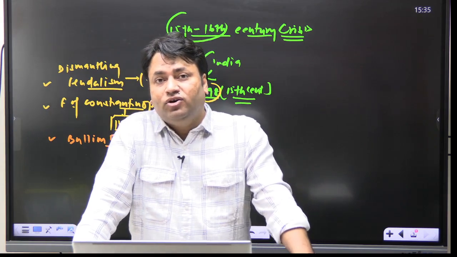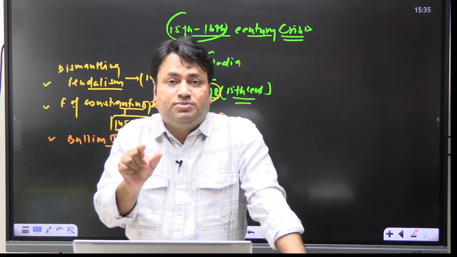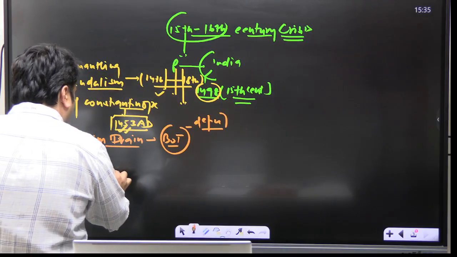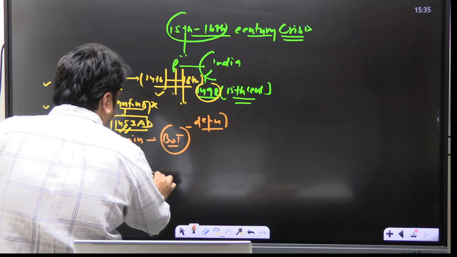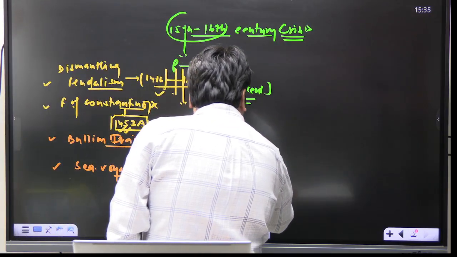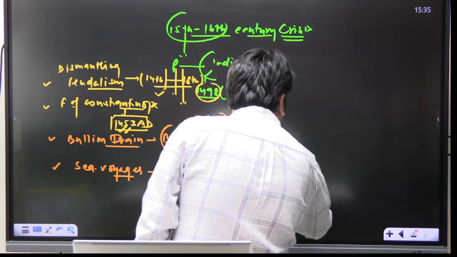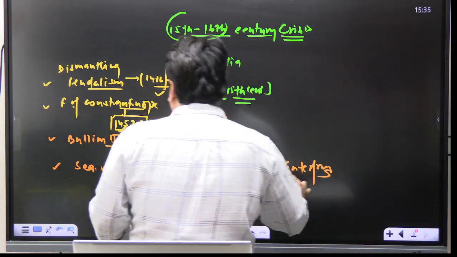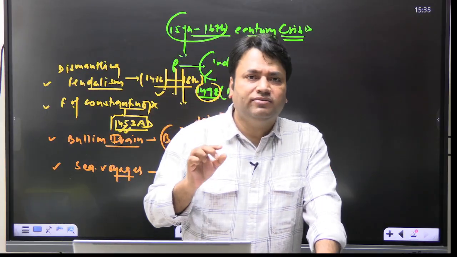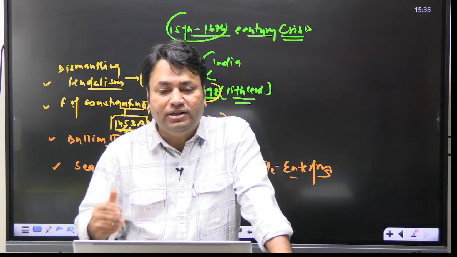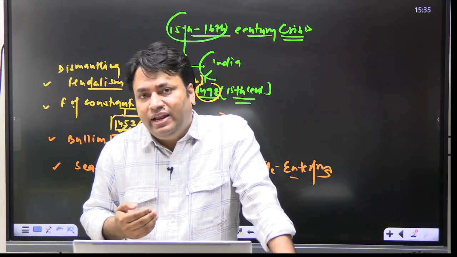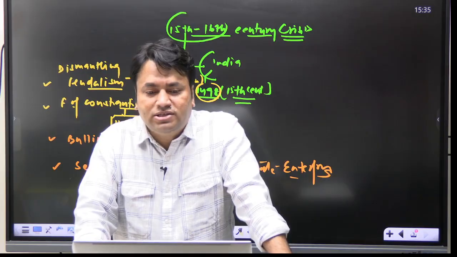It means the sea voyages are now state sponsored, and they are like state enterprises. This is also an important point. Sea voyages were state sponsored and they were like state enterprises. And you must have heard the name of a ruler, Prince Henry the Navigator. Why is he called Navigator? Because he was very keen, ambitious and interested in promoting sea voyages.